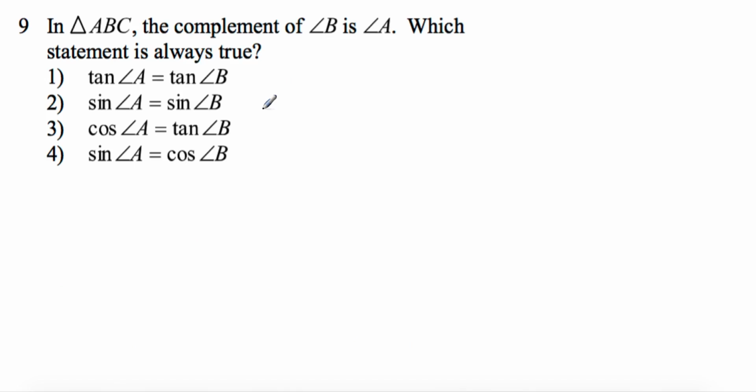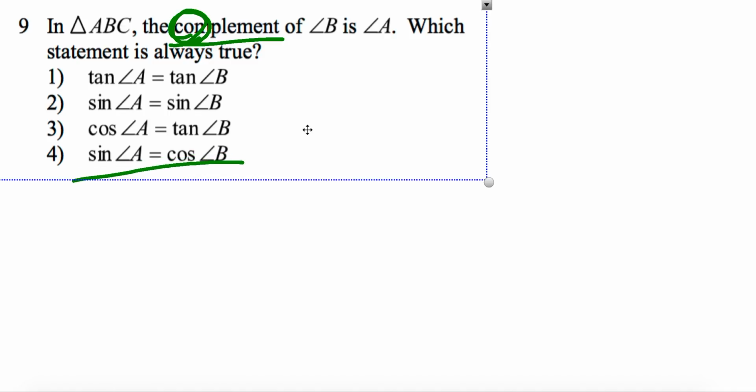All right, let's move on to the next question, number 9. The important concept is those two angles are complementary. And when the angles are complementary, we know that sine and cosine will be equal to each other. So that becomes our answer, choice 4.